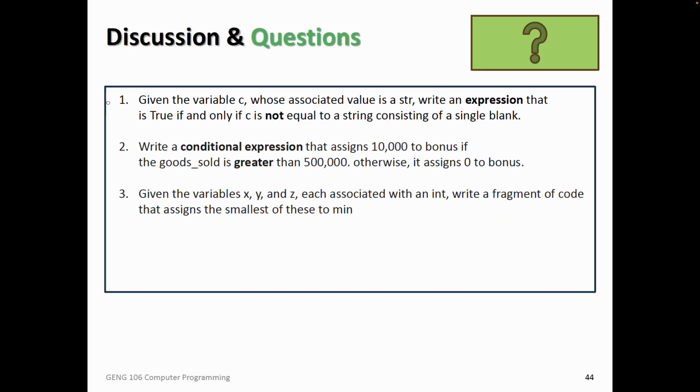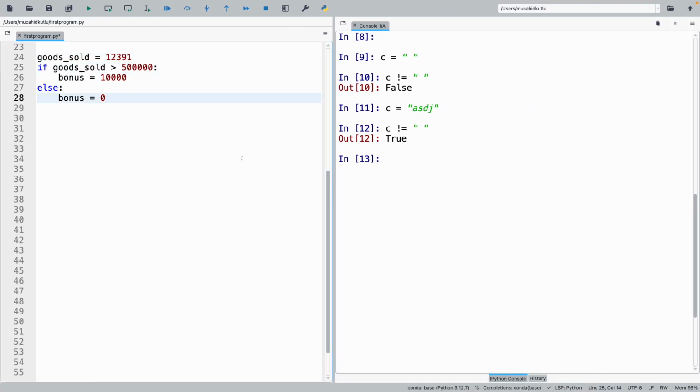So I just need to convert this. Bonus is basically 1,000 if goods sold is greater than 500,000. Otherwise, it is 0. So writing this as a conditional expression, what I should do is bonus is equal to 1,000 if goods sold, I should write my condition, which is this, else 0. That's it.